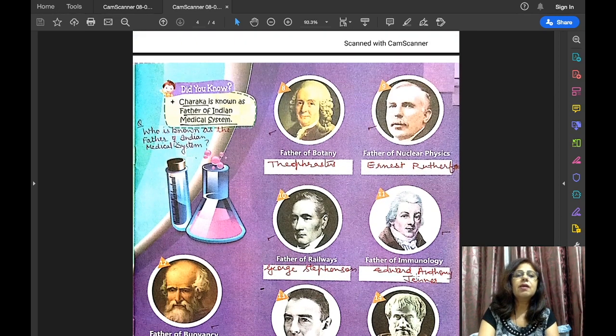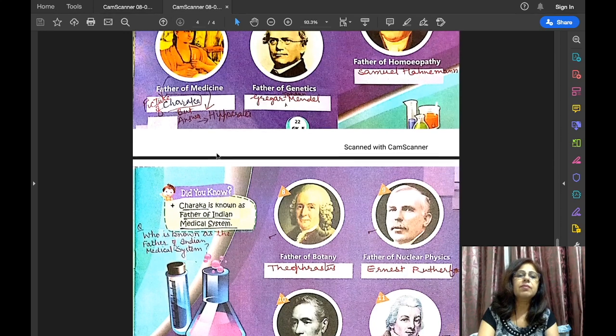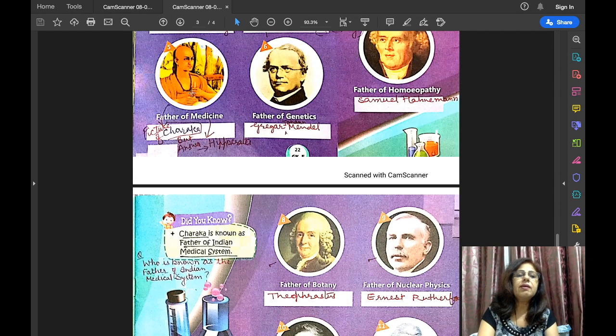Now, let us read, did you know? Charaka is known as father of Indian medical system, and the question that can be framed from did you know is, who is known as the father of Indian medical system? And the answer would be Charaka is known as father of Indian medical system. You can see here the picture of Charaka. He is known as the father of Indian medical system, whereas father of medicine is Hippocrates.